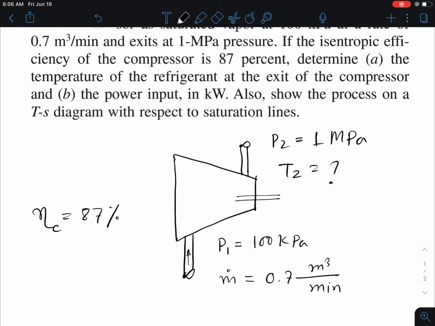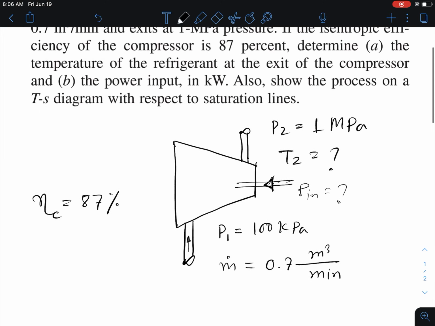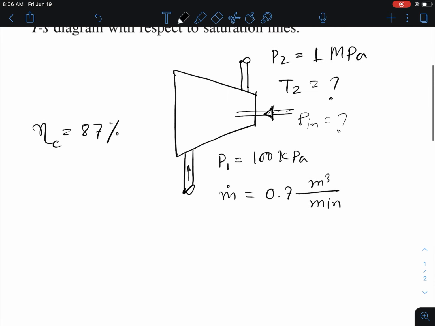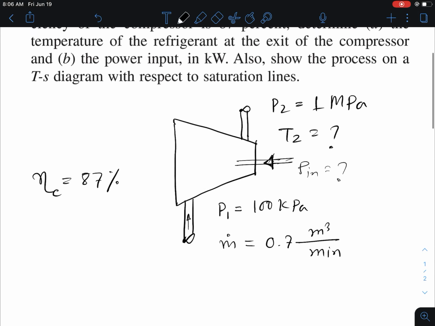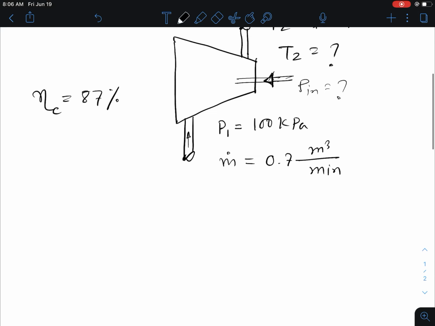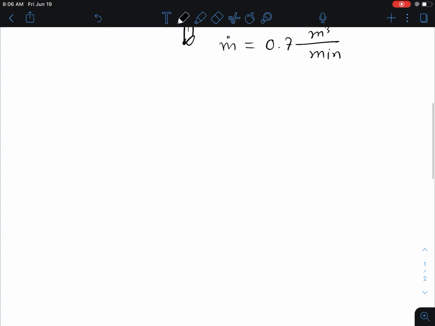And B is the power input in kilowatts. So this compressor is absorbing power, right? Or it's a work consuming device. So it asks what is the power input. And then C is to also show the process on a T-S diagram with respect to the saturation line. So we have to draw a T-S diagram and show what the process is with respect to the saturation line.